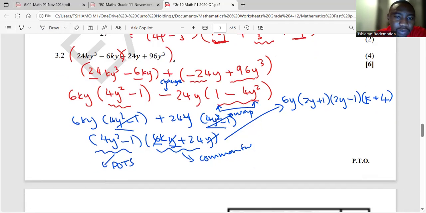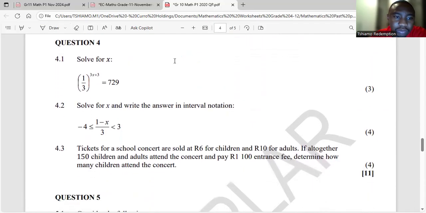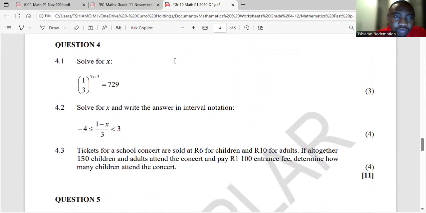Okay, moving along. Question 4, what are we going to do there? Solve for x. Remember, if we have exponential equations, the bases have to be the same. The bases must be the same. So change this 729 to a prime base. Press it on the calculator.